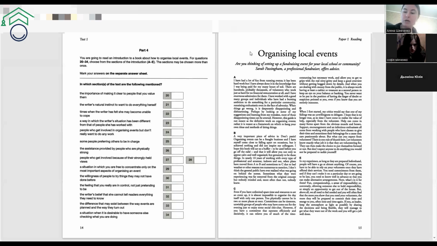Okay, thank you very much. So let's now deal with this paragraph C. Look, please, at number 24. People who get involved in organizing events but don't really want to do any work.